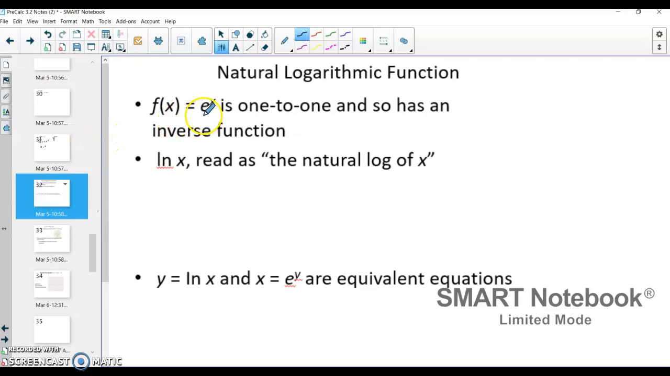The next thing is natural logarithms, and they work the same as logarithms. Another way to say ln of x is log base e of x. And so e is that natural number that we looked at.